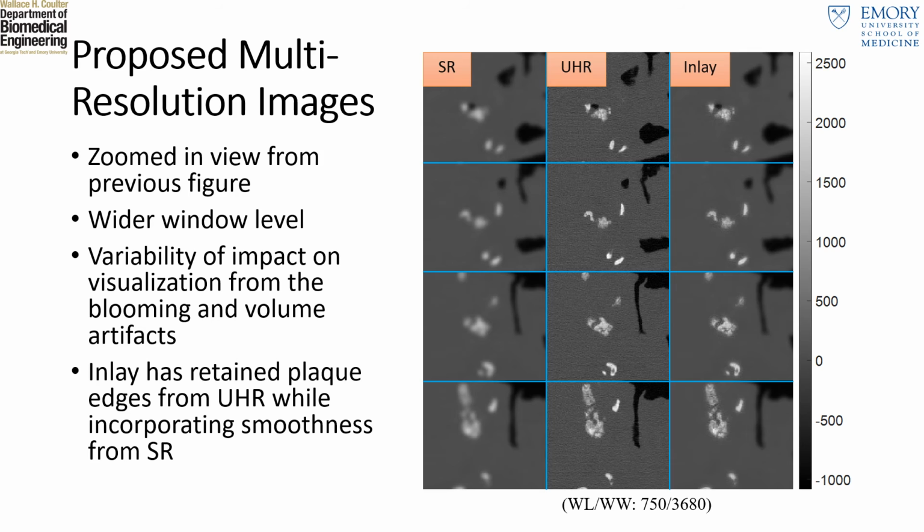Here we are demonstrating a zoomed in view of the plaques from the previous figure at a wider window level. This different representation of the same plaques demonstrates the variability of impact on visualization from the blooming and volume artifacts, which is significantly reduced in the UHR and multi-resolution images. The blended inlay images have retained some of the sharp edges and noise texture from the UHR image around the plaques, while still smoothing some of the noise by incorporating the SR image.